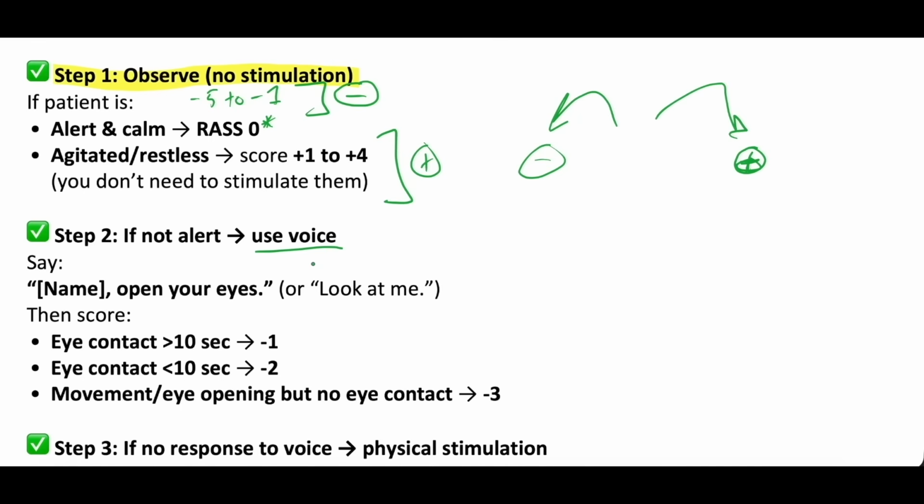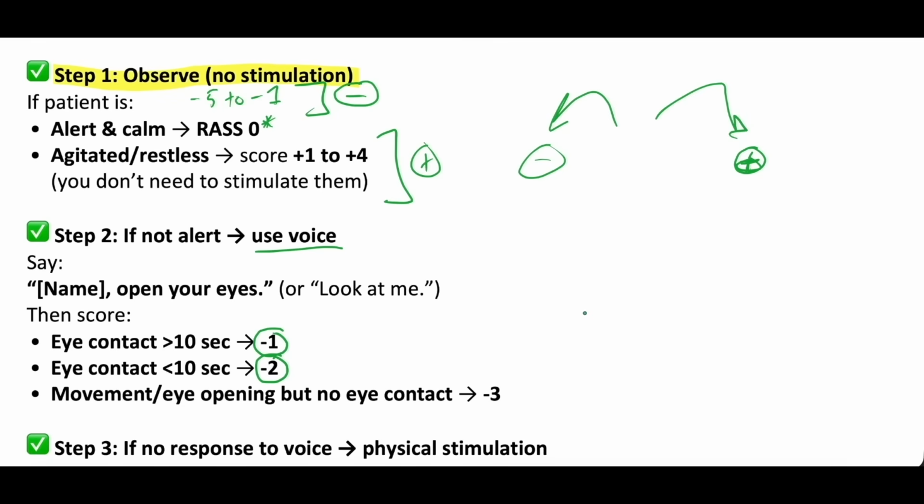So step 2 would be for the patient who is not looking around, not awake. You go in the room, you use your voice, you ask them, open your eyes. If they maintain eye contact for greater than 10 seconds, their RASS is probably -1, right? If they can't maintain eye contact for 10 seconds, their RASS is going to be less than -1, right? But if they do make eye contact with you at all, they're going to be in that -1 to -2.